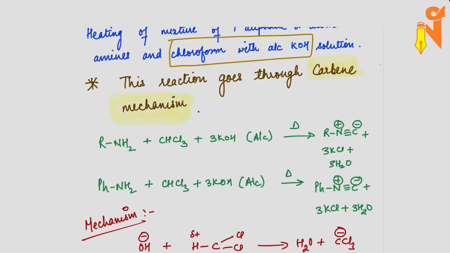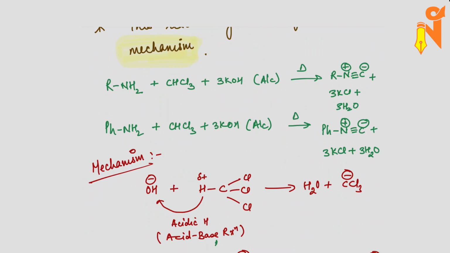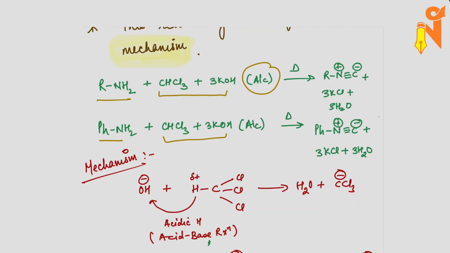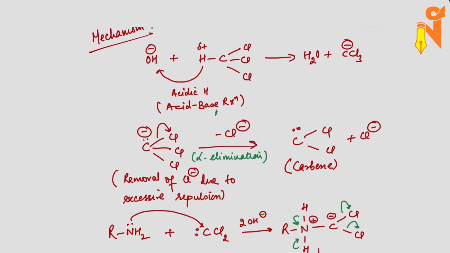Let's see what this reaction is about. In this reaction, we take the amine, primary aliphatic or aromatic, and react it with CHCl3 and KOH. KOH must be alcoholic, and it gets converted into isocyanide, 3KCl and 3H2O. Now we will understand what exactly is happening so that it converts into this isocyanide. Let's figure out the mechanism quickly.